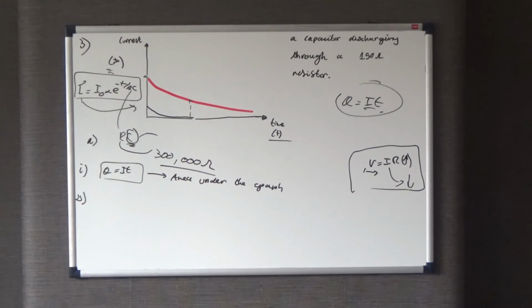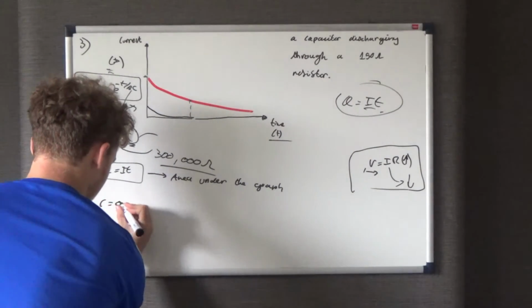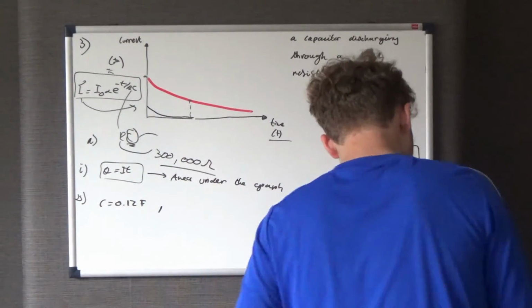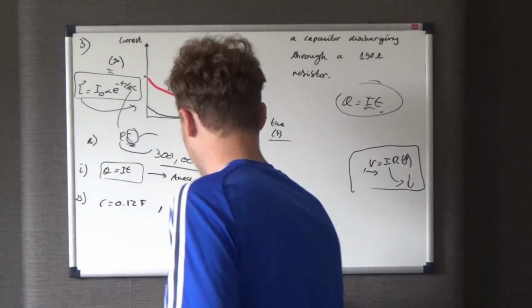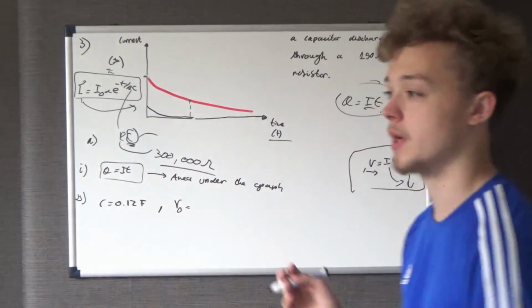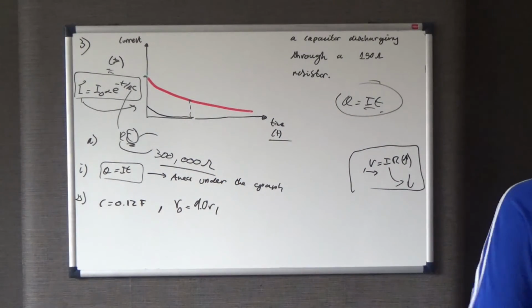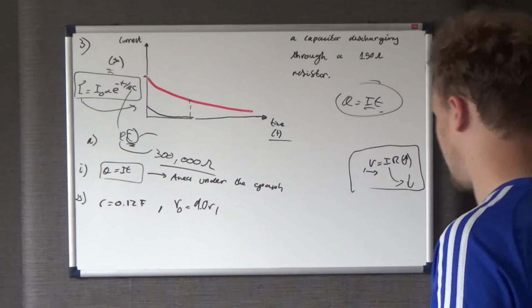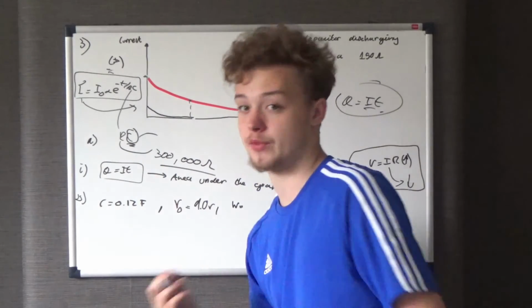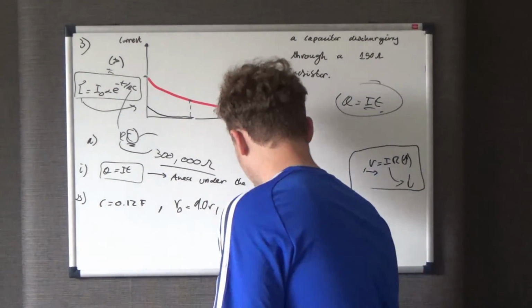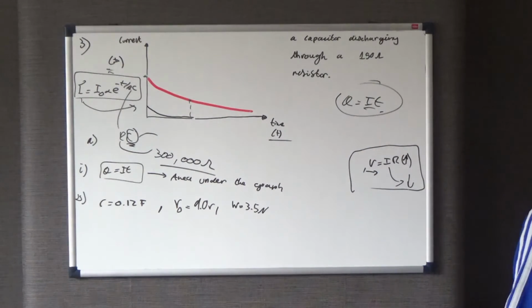So we're told a bit about this capacitor. Its capacitance is 0.12 farads, so C is equal to 0.12 farads. We're also told it is charged to a potential difference, initially V0, because we might have to use some kind of exponential graph here, of 9 volts. And the weight of the mass is 3.5 newtons. Again, we might have to convert that to the mass, or we might not. So the weight is 3.5 newtons. Calculate the maximum height to which the mass could be raised.